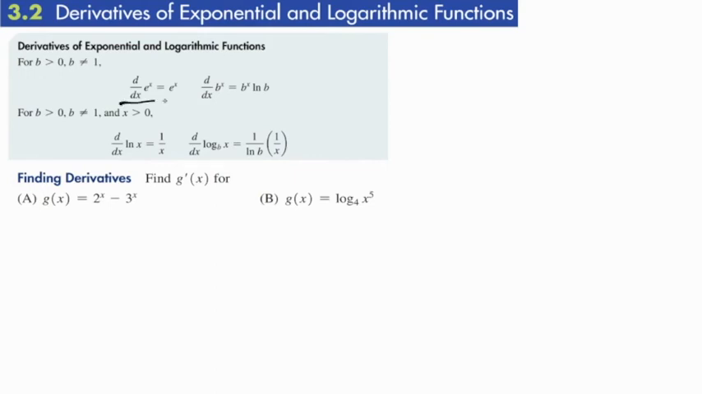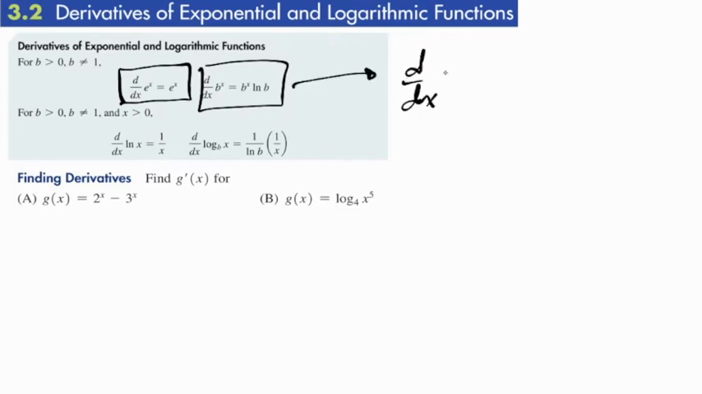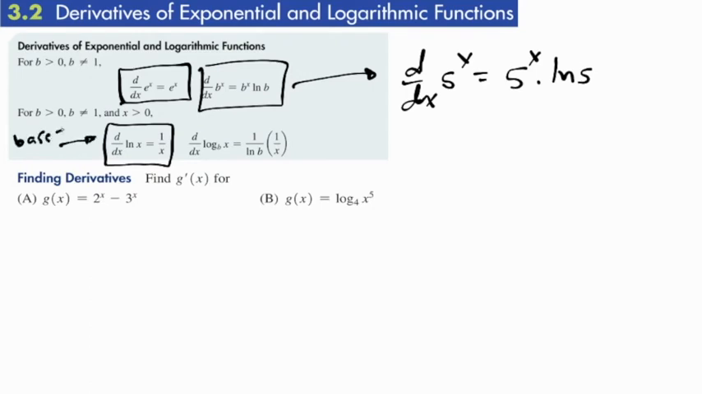So we have our derivative of e to the x defined, but now we have the case where the base is different from e. So for example, if I had d dx of 5 to the x power, it would be 5 to the x times ln of 5. The same is true for natural log of x. This is understood to have a base of e. And now we're saying let's change our base to some other number.